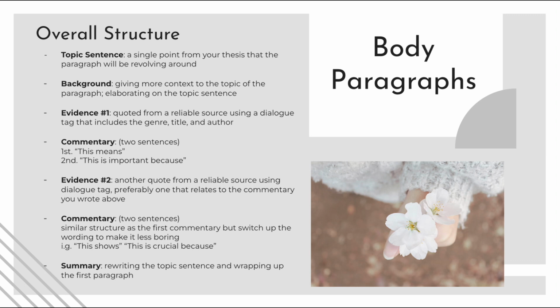The first sentence is called the topic sentence, which is a single point from your thesis that the paragraph will be revolving around. The second sentence is called the background sentence, which is where you give more context to the topic of the paragraph and elaborate on the topic sentence. Then, you can write the third sentence, which is the first piece of evidence. The evidence must be quoted from a reliable source using a dialogue tag that includes the genre, title, and author.